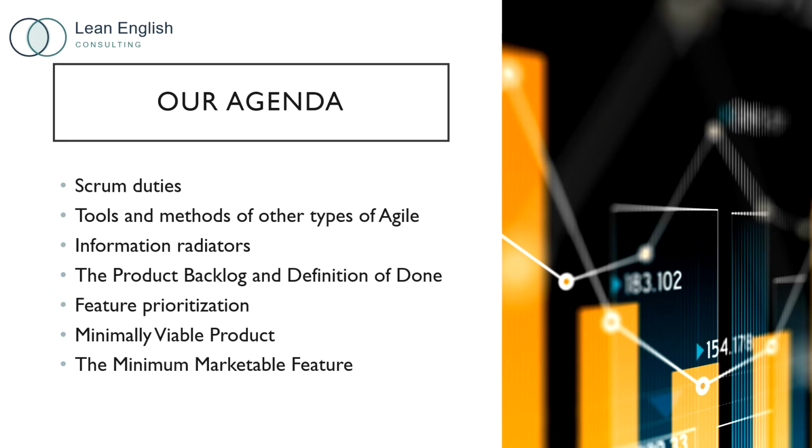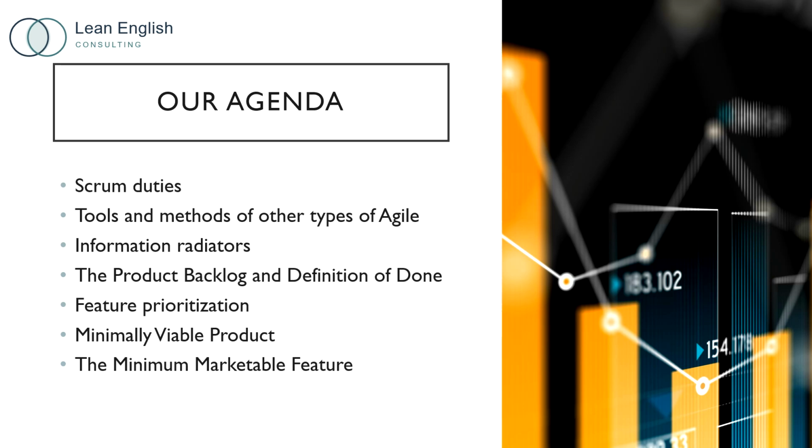For today, we will finish our discussion on Scrum by outlining each role's duties. Then we will highlight other types of Agile, like extreme programming and lean Kanban, before we introduce you to information radiators, the product backlog, and discuss how companies should prioritize the services they provide. Before we end, we will define the minimally viable product and how it differs from the minimum marketable feature. So we have a lot to cover and not much time to do it.